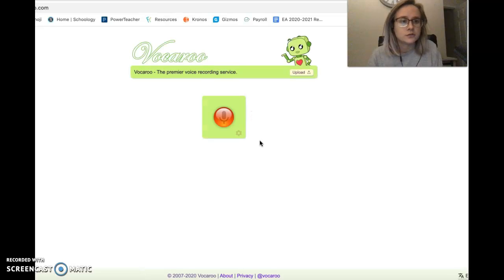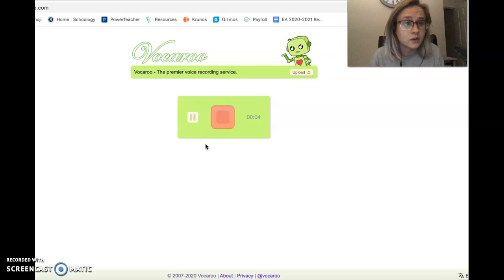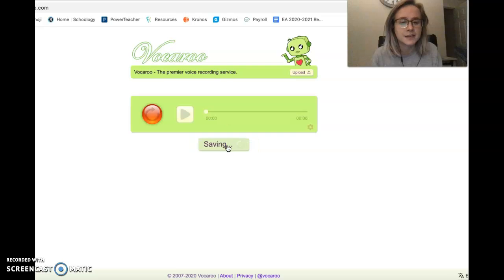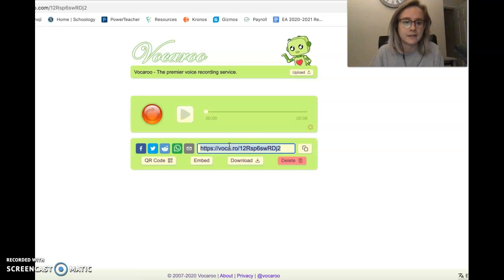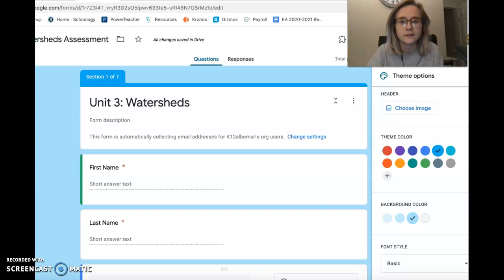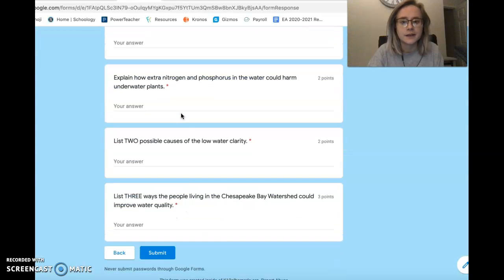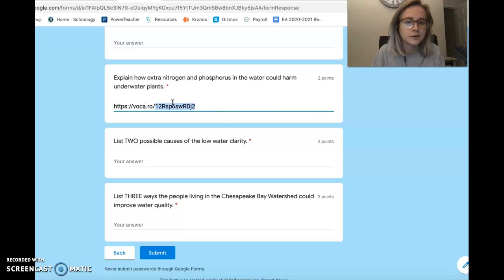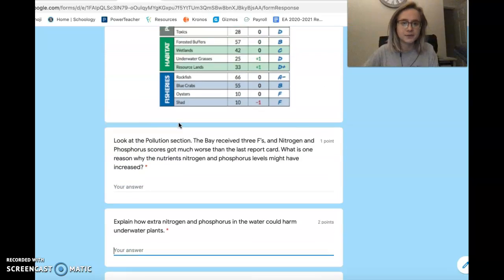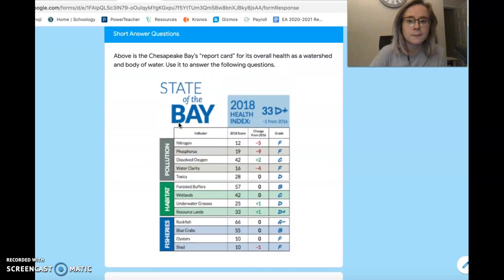And if you want to record your voice explaining the answer to the question, you click the record button. You'll say your answer, your response. When you're done, you press stop, save and share. And then with this link, you can copy it. And you can paste it for your short answer instead of typing it out. All right, so let's look at these questions.